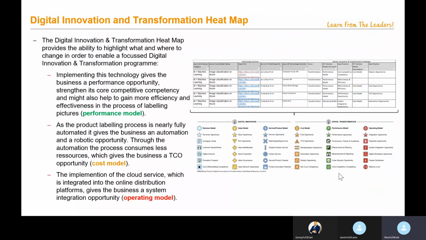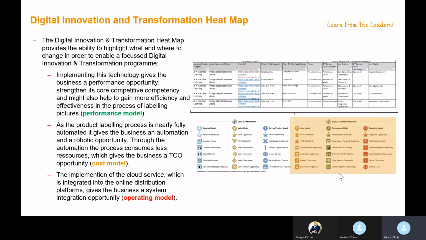As a next step, I mapped the components to the innovation and transformation heat map, because this provides me the ability to highlight what and where to change in order to enable a focused digital innovation and transformation program. So what I found out is that we could optimize the performance model, the cost model, and the operating model with this solution. And so we are in the digital transformation area. So we can level up the digital transformation. But till now, there are no possibilities to drive digital innovation. So this is what I learned in the understand phase.